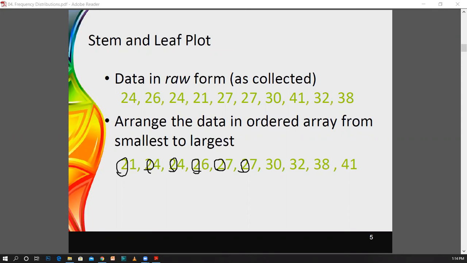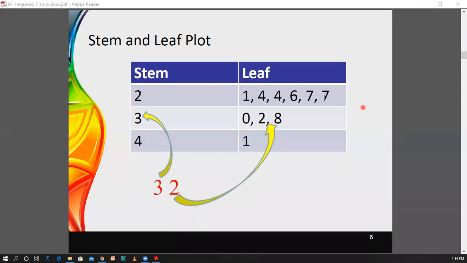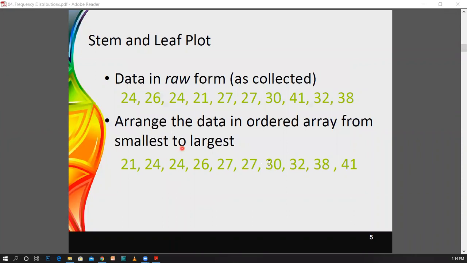Then you have to write down those leaf values in the stem and leaf plot for the stem 2. And since you have finished all the values having the stem 2, then we have to move to the next set of values. Here you can see the next set of values are 30, 32, and 38.